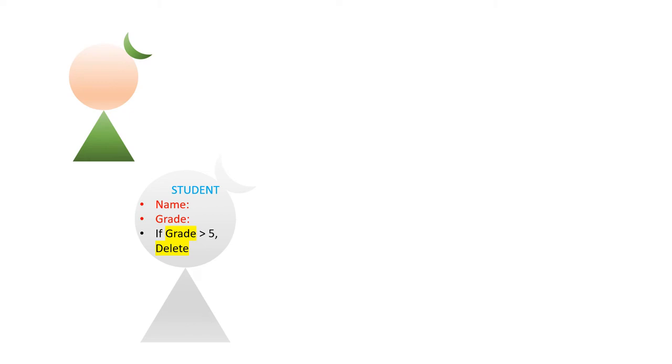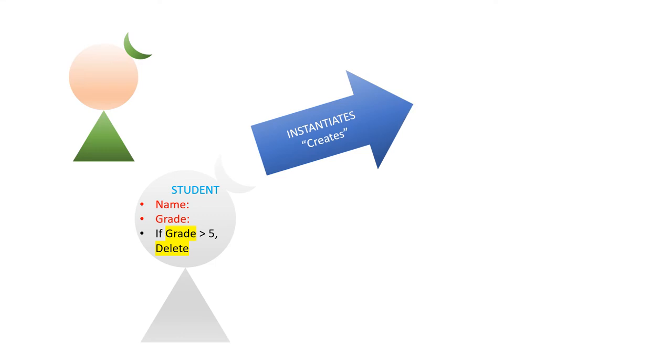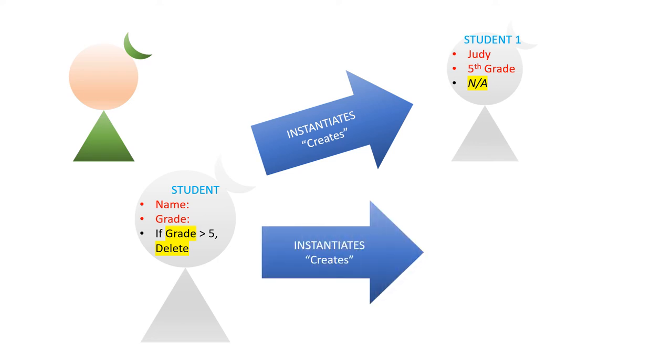Now that this principal has this student blueprint available, she's going to instantiate, or create, an object of student 1. Student 1 has a name of Judy, and Judy is in 5th grade. And because it does not satisfy the if condition, it's not applicable in student 1's instance. She is then going to instantiate, or create, a second student, student 2. This student is named Jennifer, and the student is in the 7th grade. And because this does satisfy the conditions, student 2 is going to be deleted.